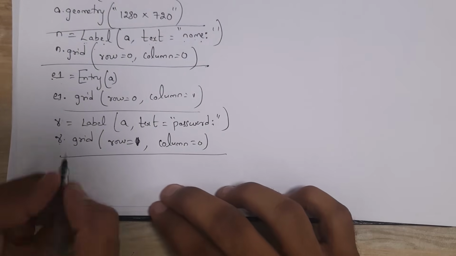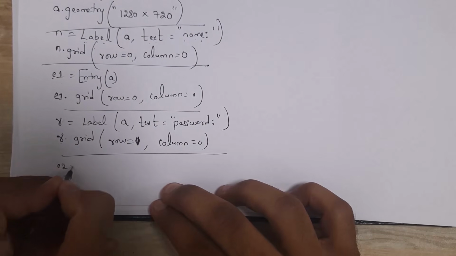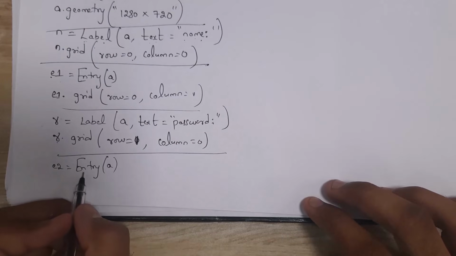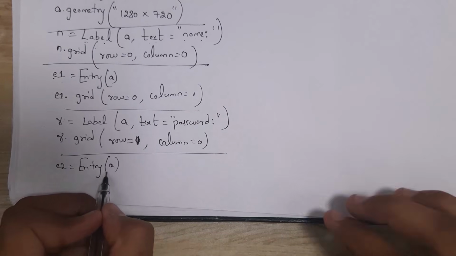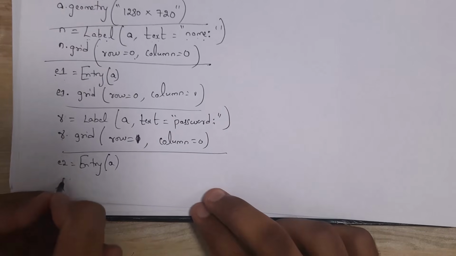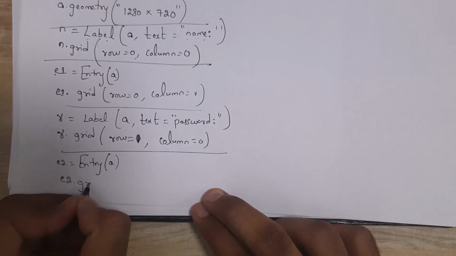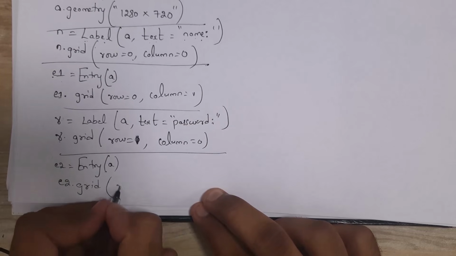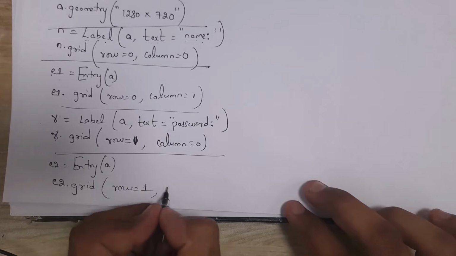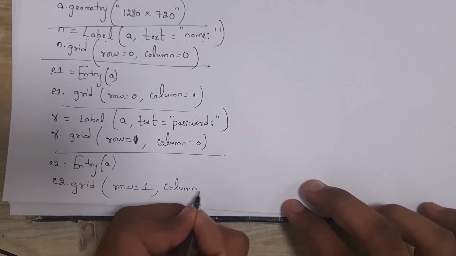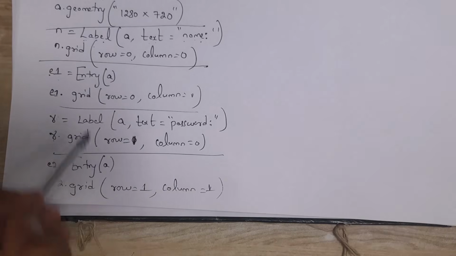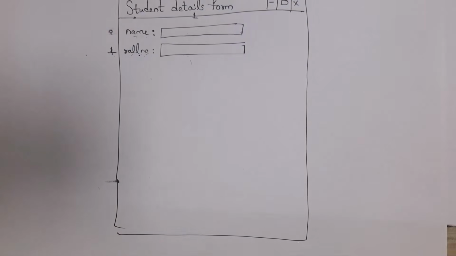Already I took E1. So I am taking here E2 equal to Entry of A. I want to place this entry box in second row, second column. So just write here e2.grid(row=1, column=1), that is nothing but second row and second column. Whenever I run this entire code, this is my output.